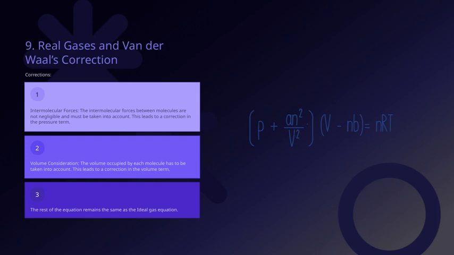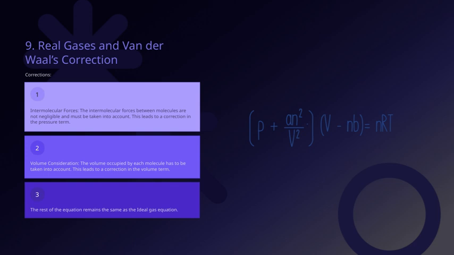First, the volume consideration. Unlike ideal gases, where we assume molecules have no volume, in reality, each molecule does occupy some space. So, we have to account for the volume occupied by each molecule, which effectively reduces the volume available for movement. This leads to a correction in the volume term of the equation.